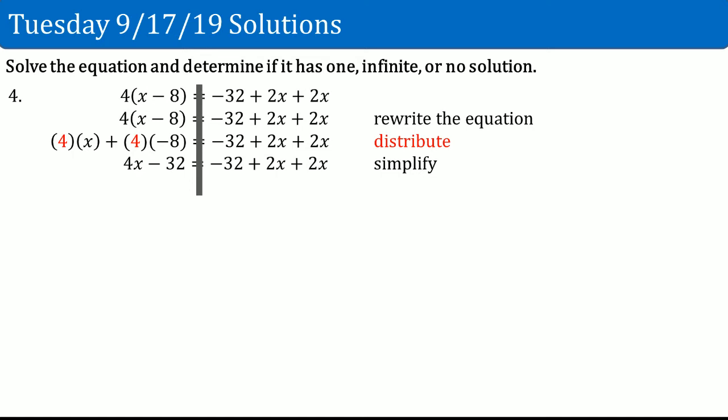Okay, on my right-hand side, nothing happened to it, so we bring everything down. Negative 32, bring down the 2x, bring down the other 2x. We see some like terms on my right-hand side. 2x plus 2x, that becomes 4x.